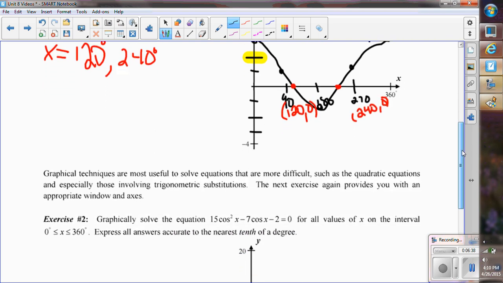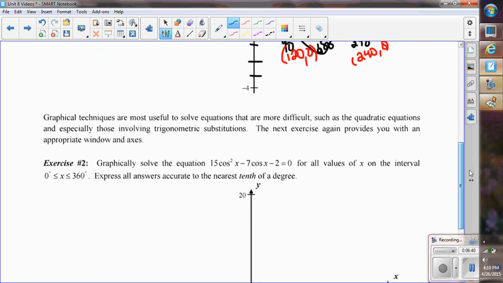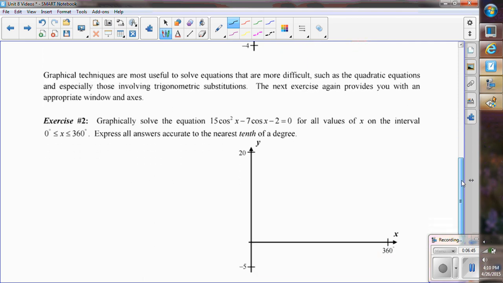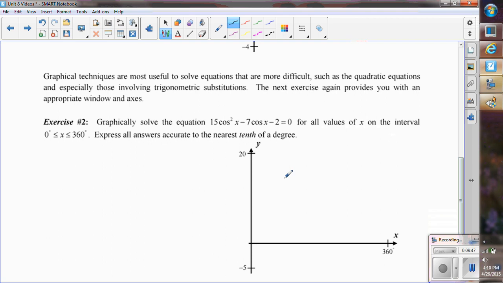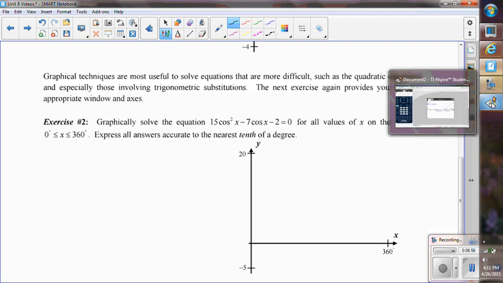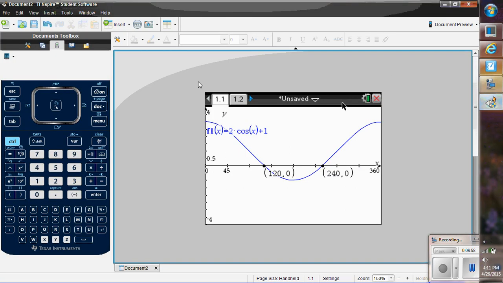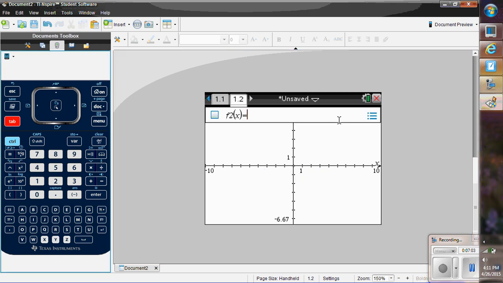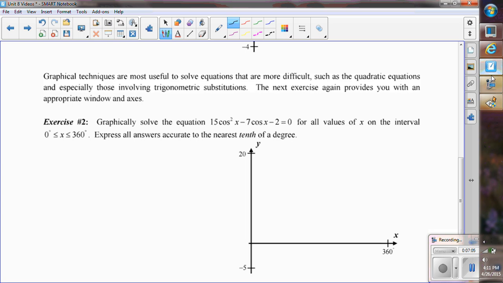Okay, so this method is most useful for solving equations when they're most difficult and it doesn't require you to do it algebraically. So if we're looking at this equation here, 15 cosine squared x minus 7 cosine x minus 2 equals 0 for all values of x, we should go to our graphing calculator again, go to a new graph, which I already brought up for us, bring up the equation bar, and let me see, 15 cosine squared x.